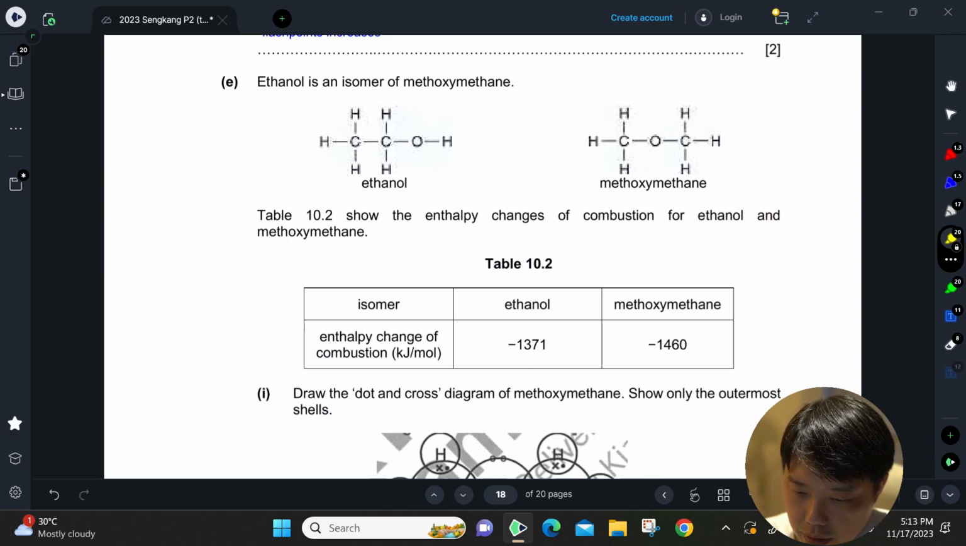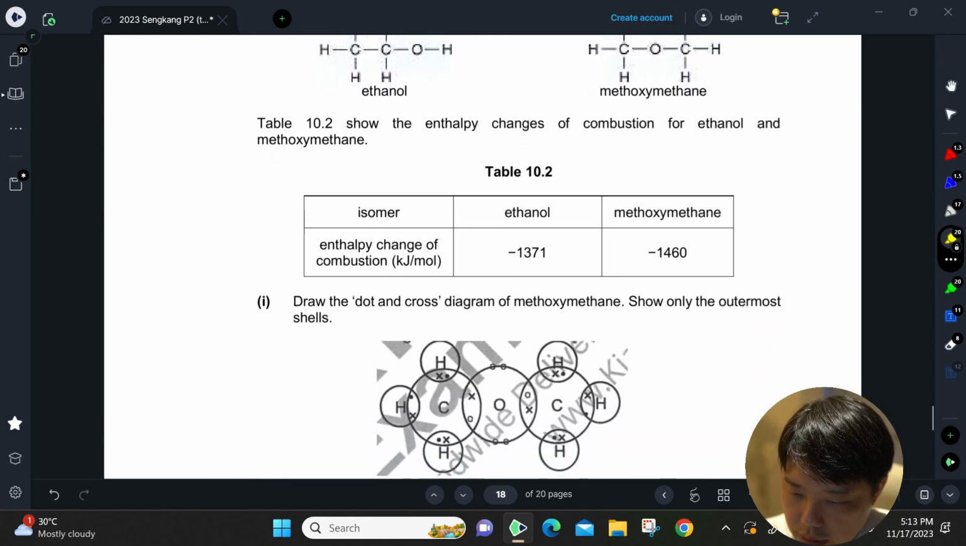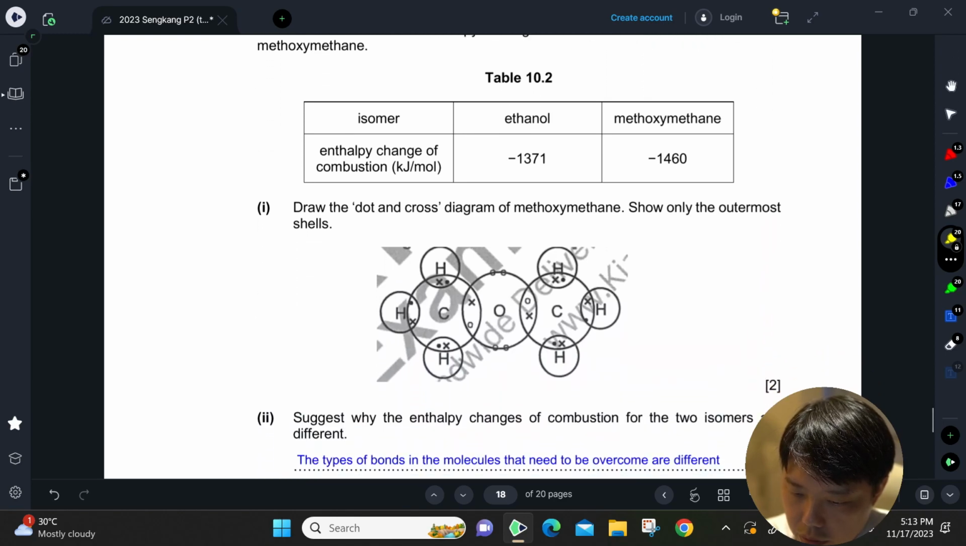For E, draw the dot and cross diagram for methoxymethane. This one is fairly straightforward. The oxygen is in the middle, flanked by 2 carbons, and then each carbon has single bonds to all the H.